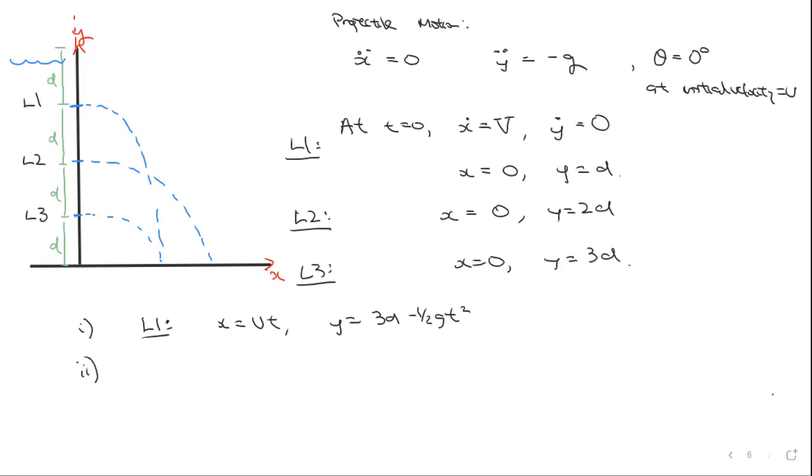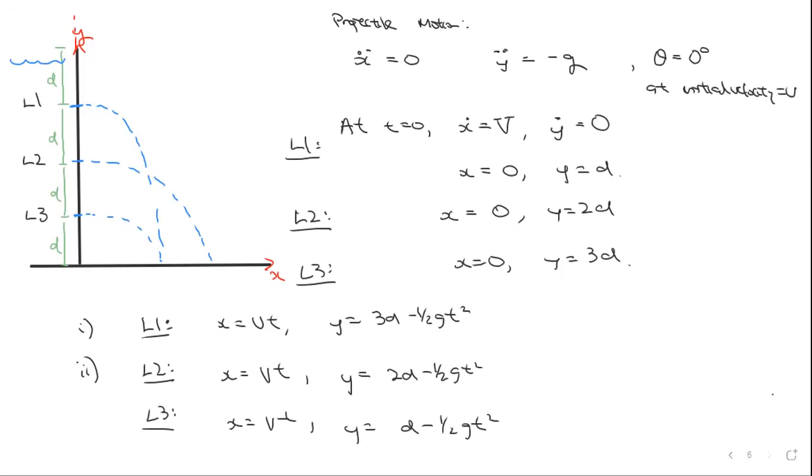For an exam, if they had asked you to do it for part 1, you don't need to do all the work again for part 2. You can just work out that x here. We're assuming the initial velocity is the same. It's not really given in the question, which is slightly concerning. We're not sure if the initial velocity is the same for all 3, but let's say they are. That means that would be 2d minus a half gt squared, and this would be d minus a half gt squared.